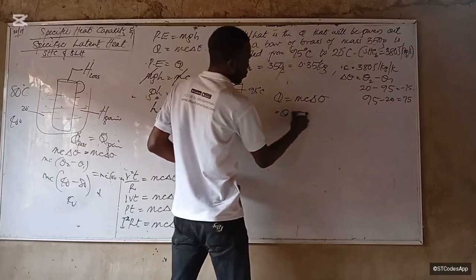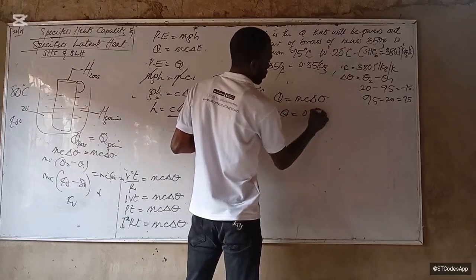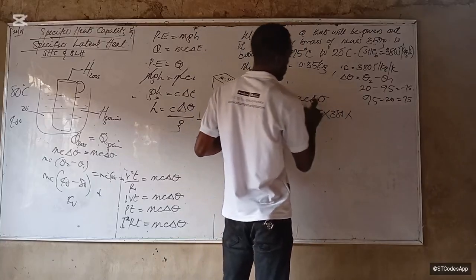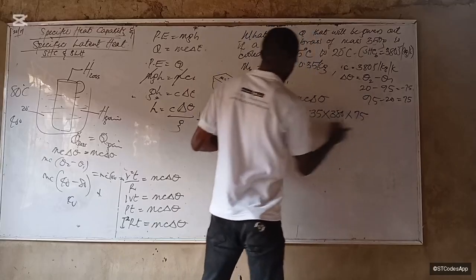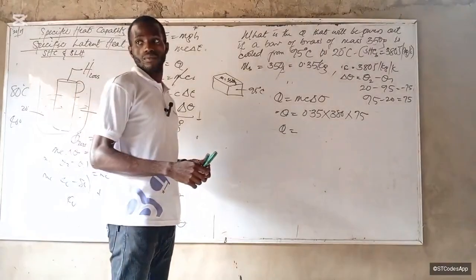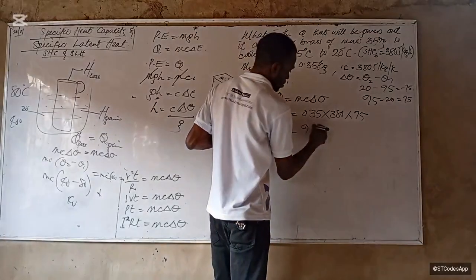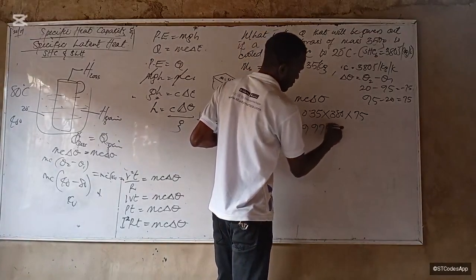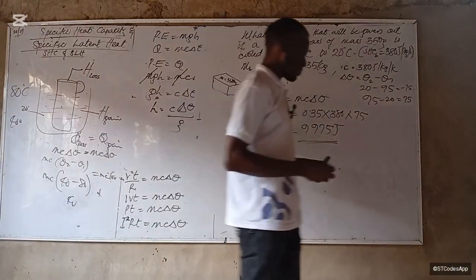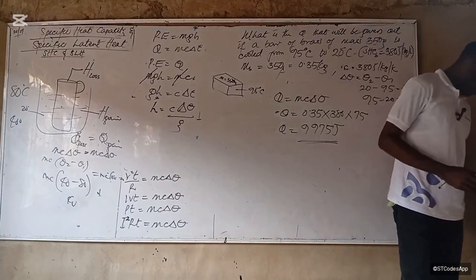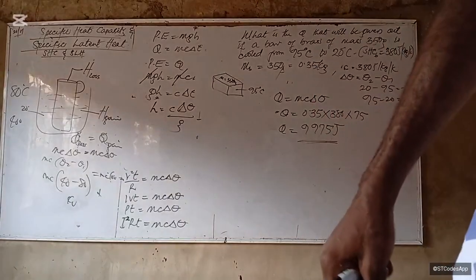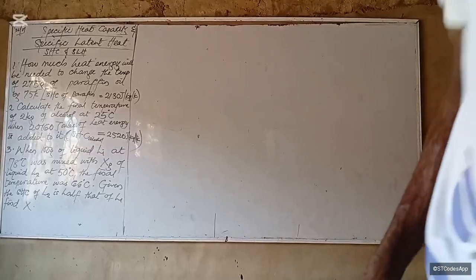So using mc change in theta, Q will be equal to M, which is now 0.35, times 380, times 75. Does that make sense? Then Q will be equal to 9,975 joules of heat. Is that clear? All right. Now copy that and I'll write some questions on the board. You will now begin to solve. You see how?